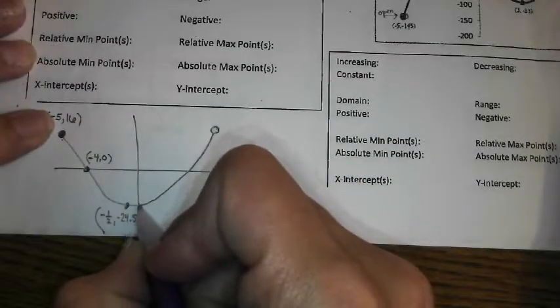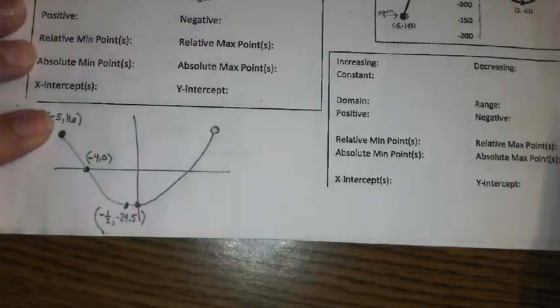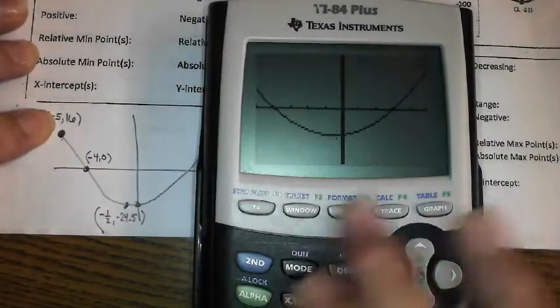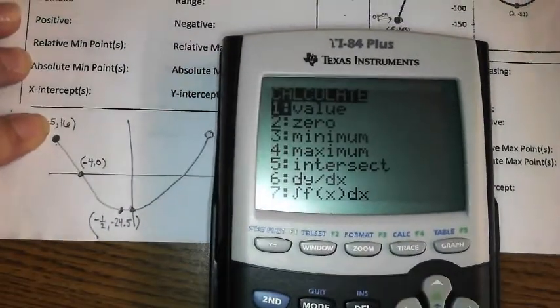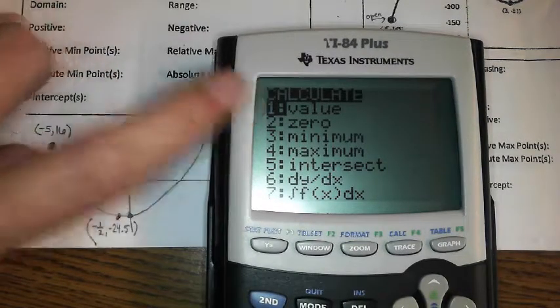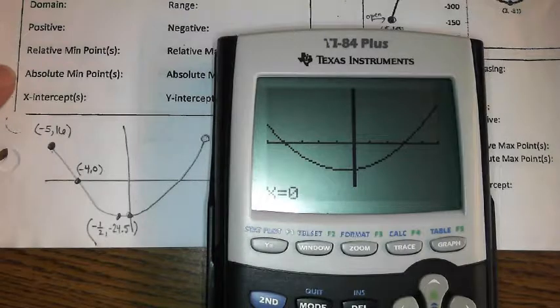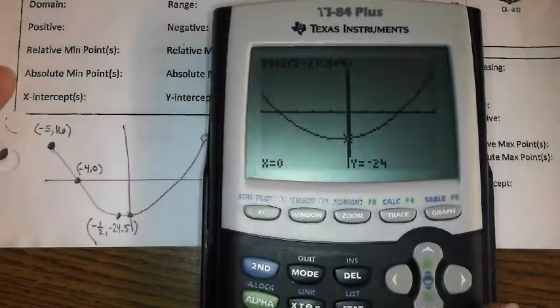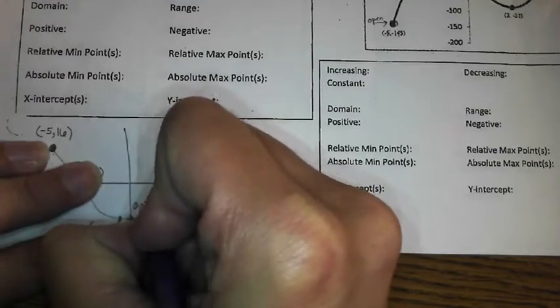Next critical point is our y-intercept. How am I going to get that? The y-intercept is when x equals 0. So for value, plug in an x of 0, and you get a y-intercept of -24. So that's 0, -24.